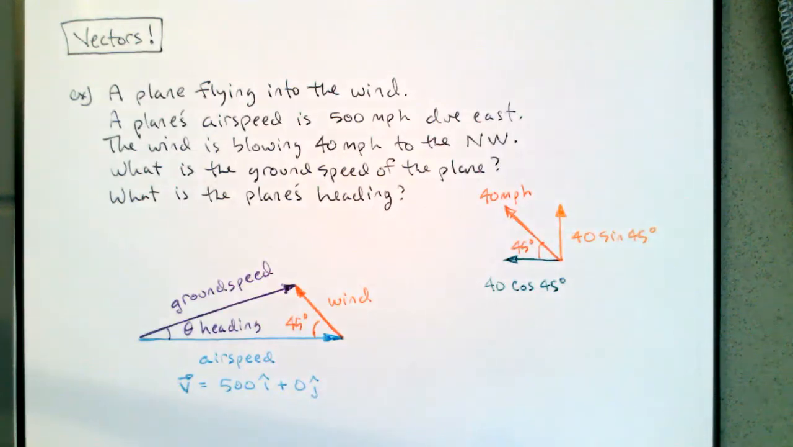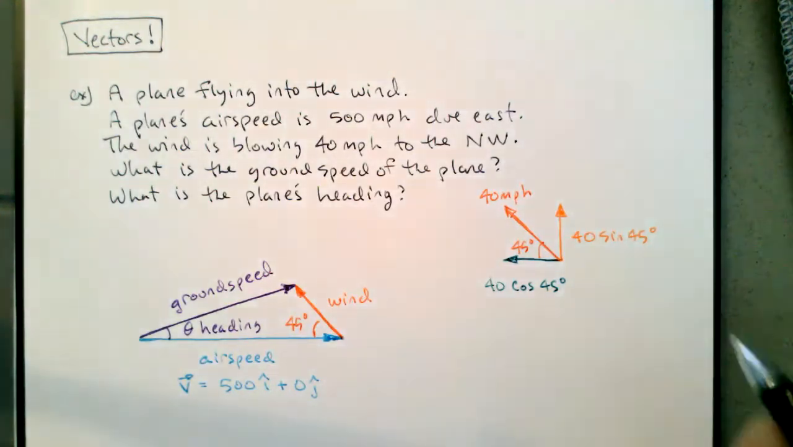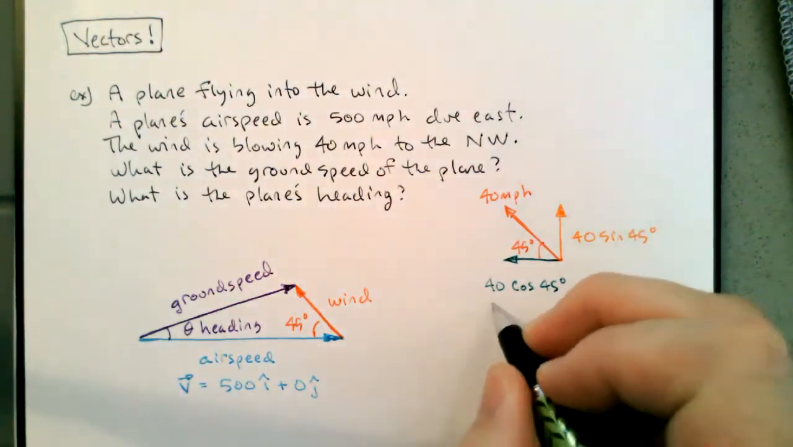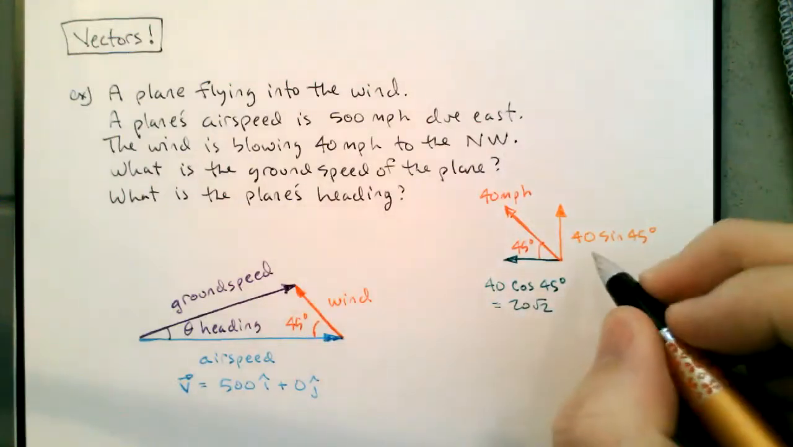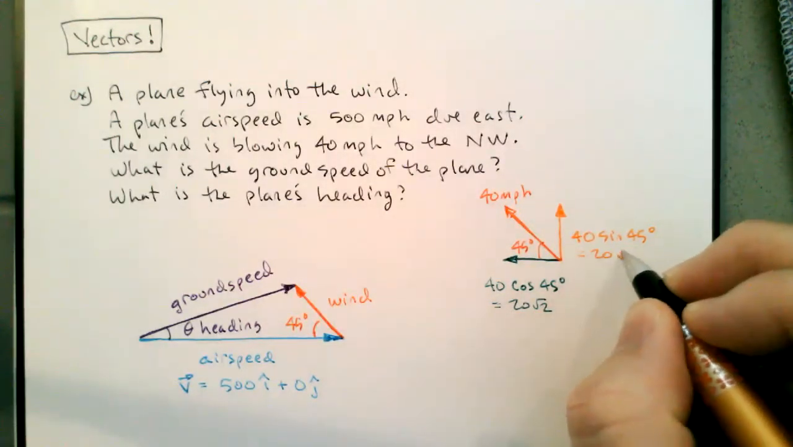In this case, sine and cosine are both √2/2. So my horizontal component will be 20 √2, and my vertical component will also be 20 times the square root of 2.